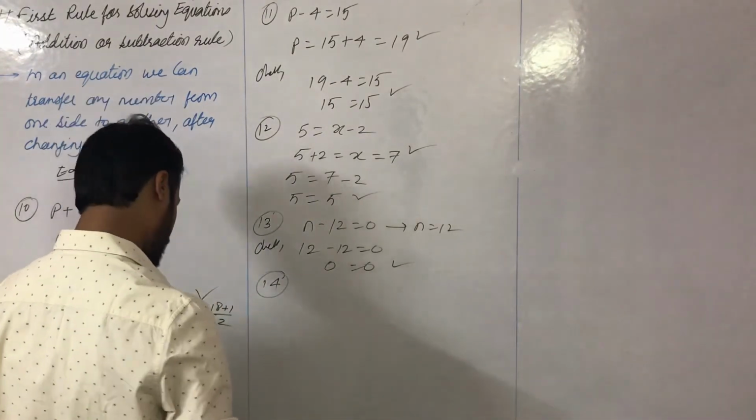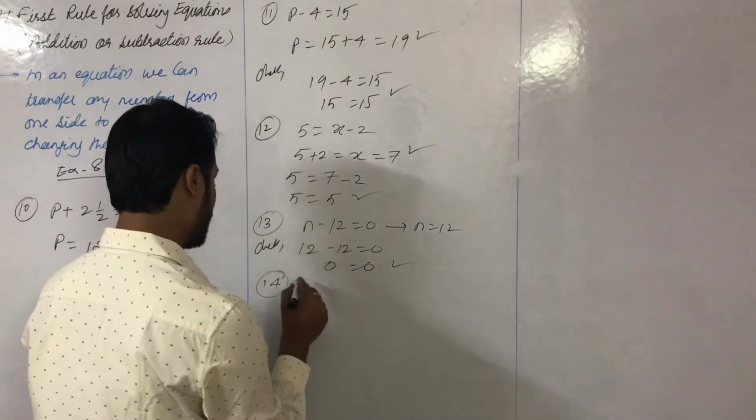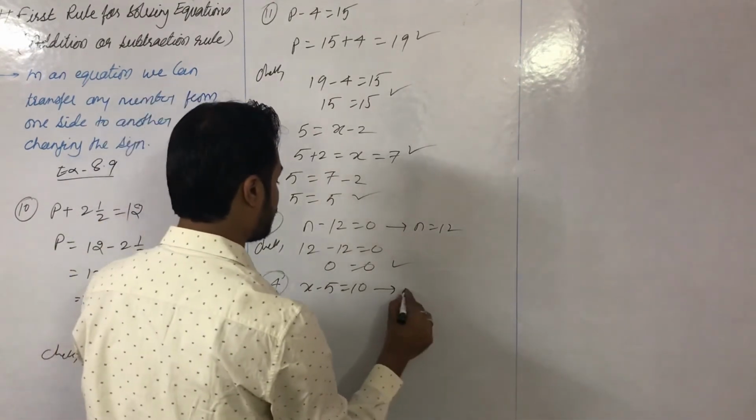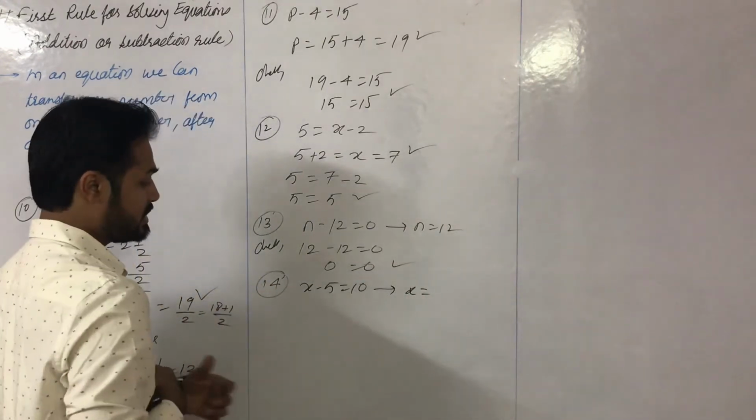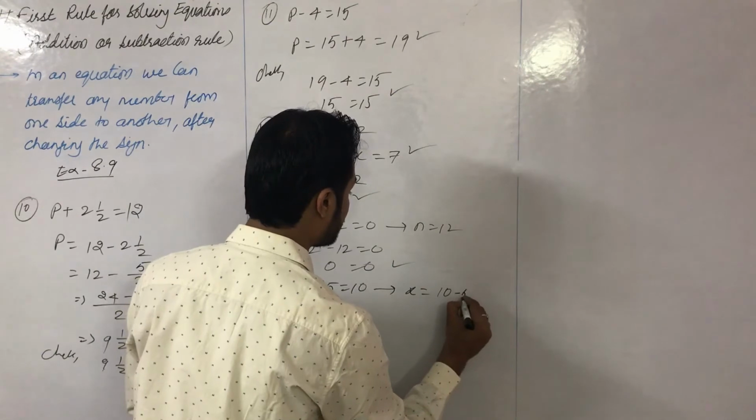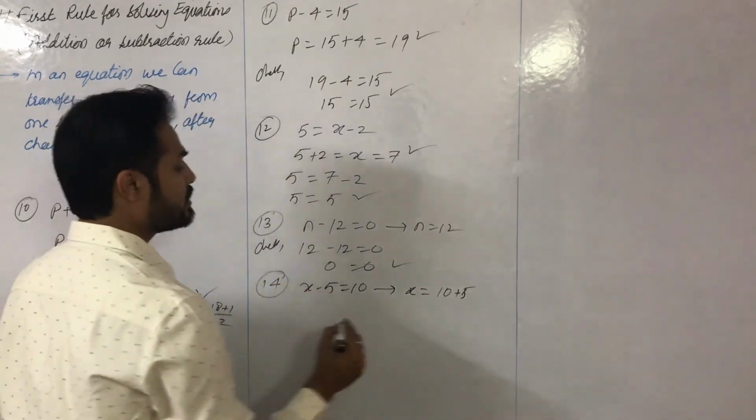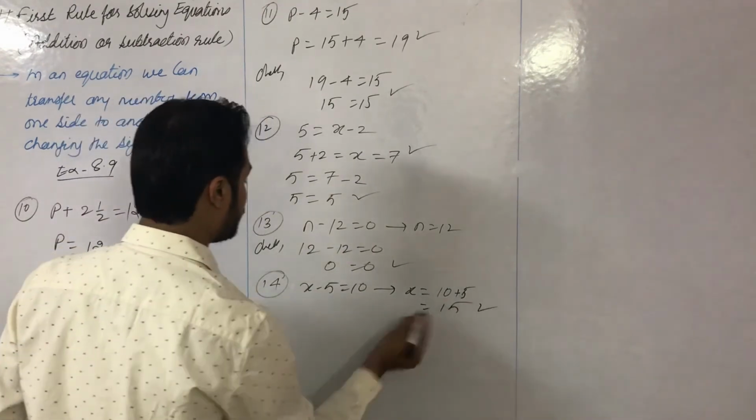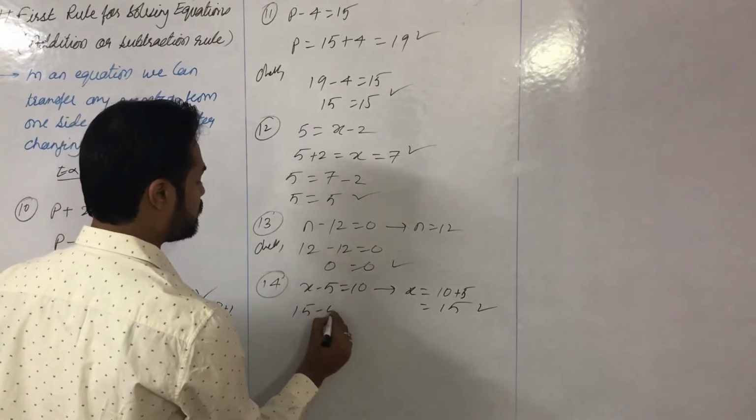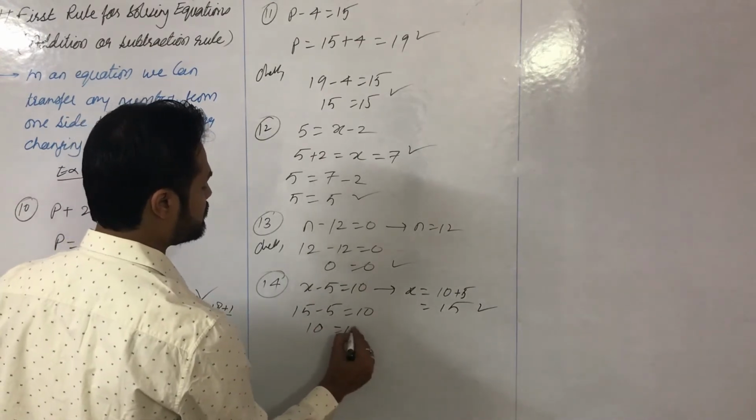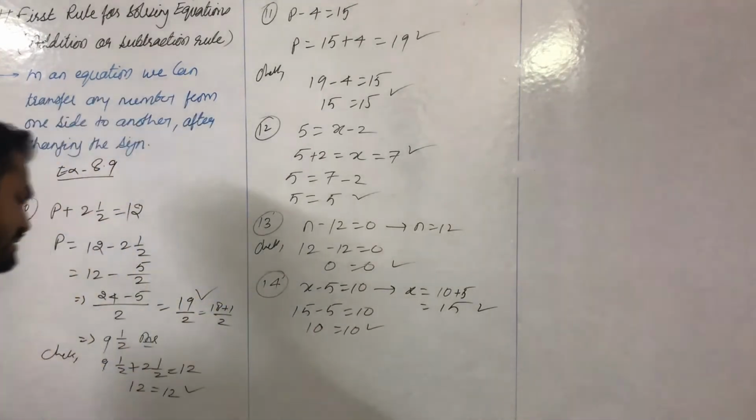Then the 14th question, x minus 5 equals 10. So for the value of x, we'll change the place of 5. So 10 plus 5 is 15. And for check, 15 minus 5 equals 10. Yes, 15 minus 5 is 10. 10 equals 10. It's correct.